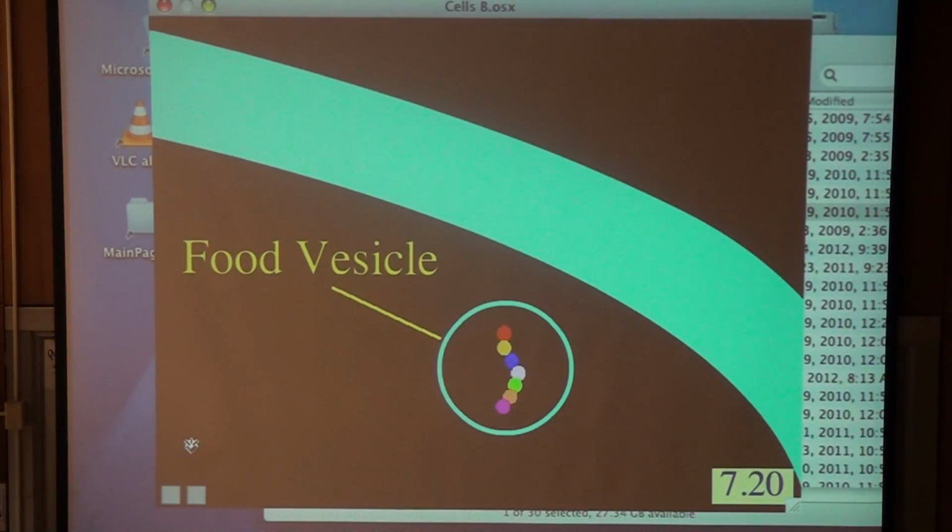Now, one of the major functions of endocytosis is to bring in what are called food vesicles, which are vesicles, as I said, that contain proteins and carbohydrate polymers and things that the cell is going to be using as its own food resources. That's how they get into the cell.